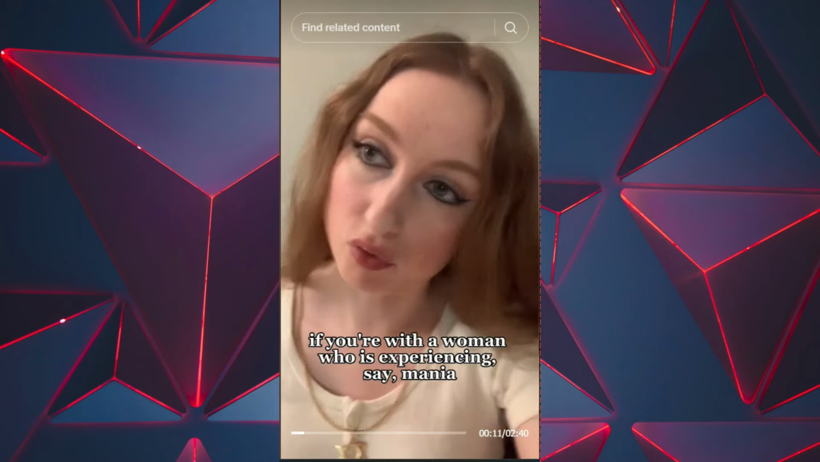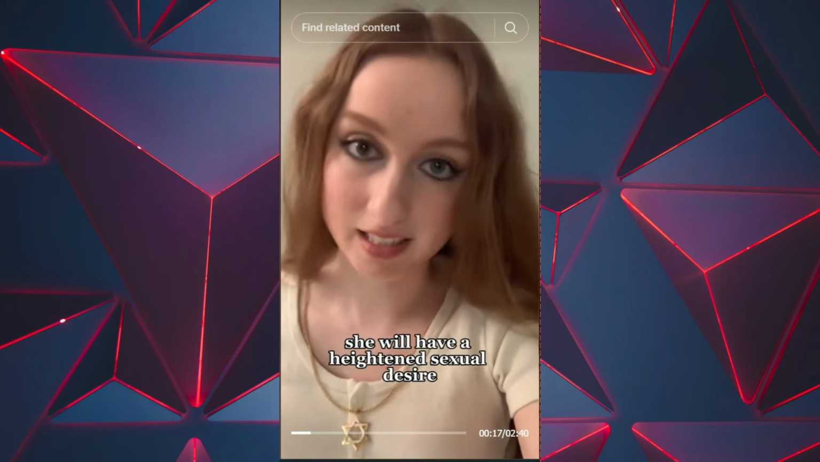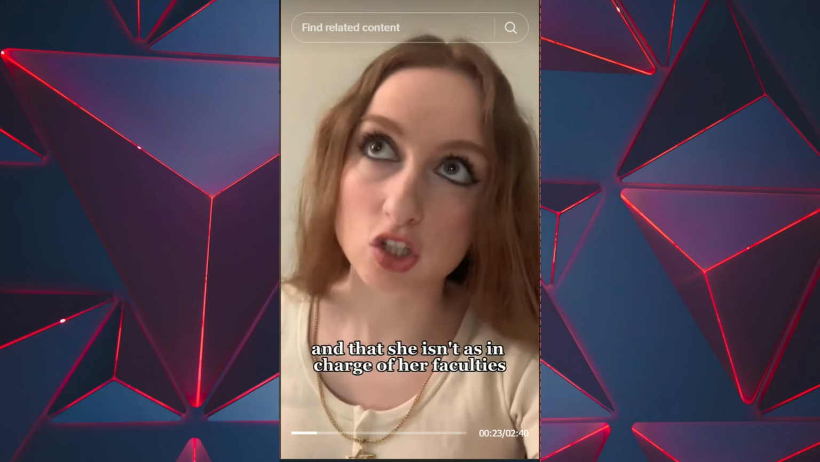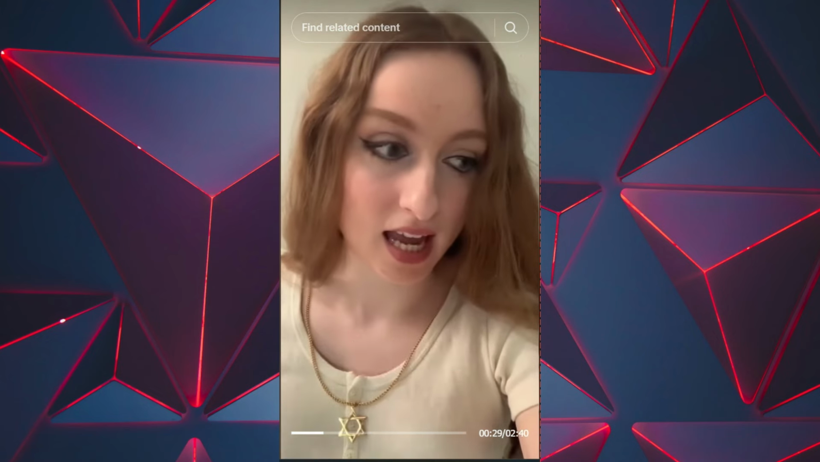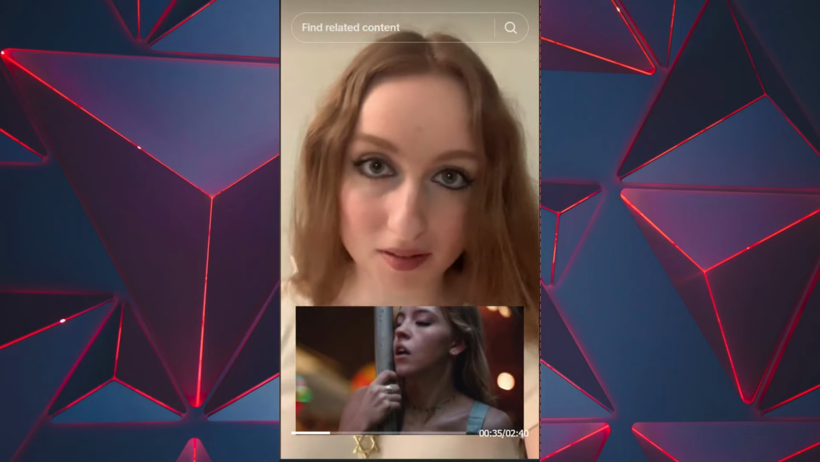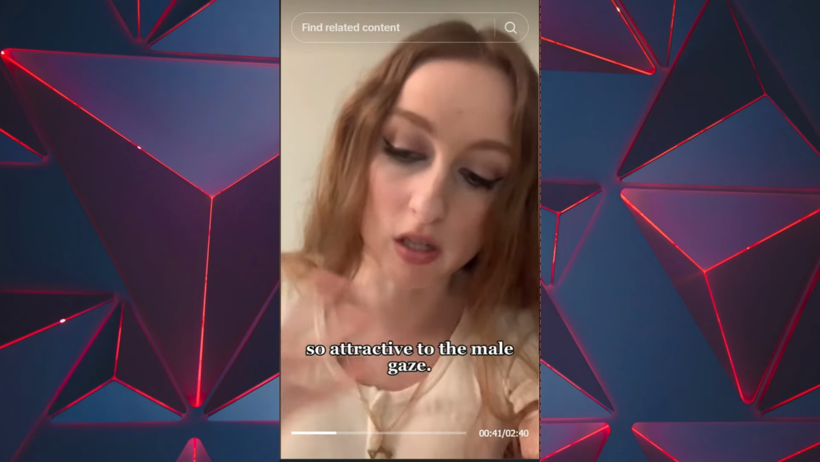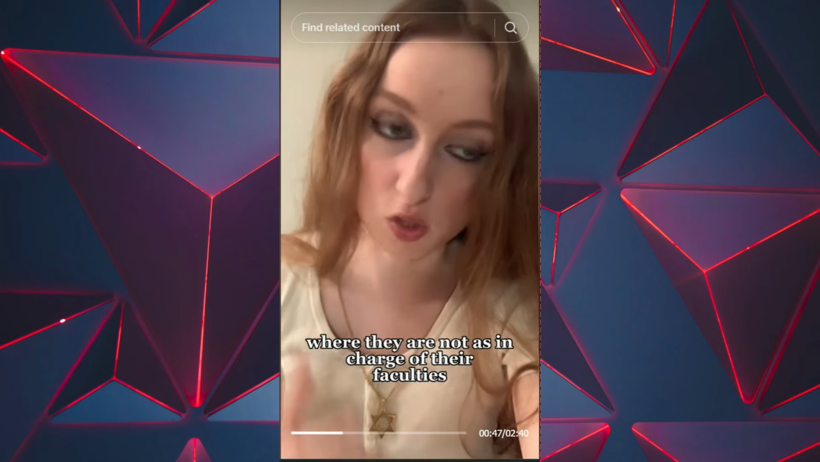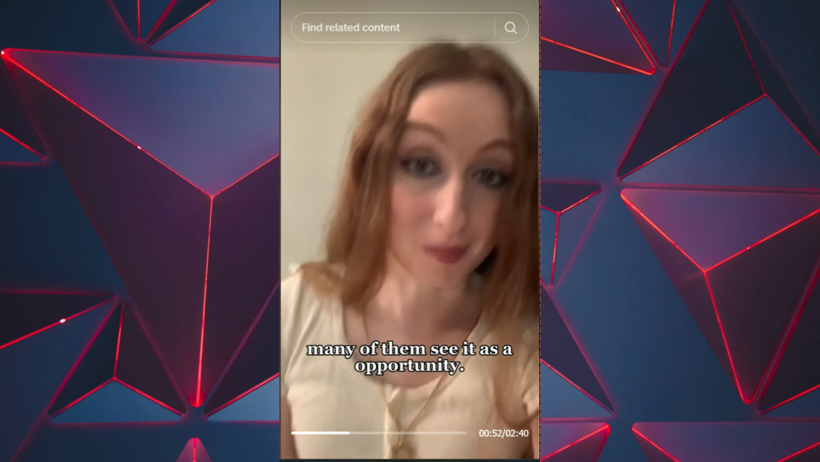I think that there's an idea if you're with a woman who is experiencing, say, mania, she will have a heightened sexual desire, as is customary with people who experience mania, and that she isn't as in charge of her faculties. It is easier to manipulate her, and she is embodying the nymphomaniac stereotype. It is the blurred lines of consent that makes the mentally ill woman so attractive to the male gaze. When men see women in these altered states where they are not as in charge of their faculties, many of them see it as an opportunity.